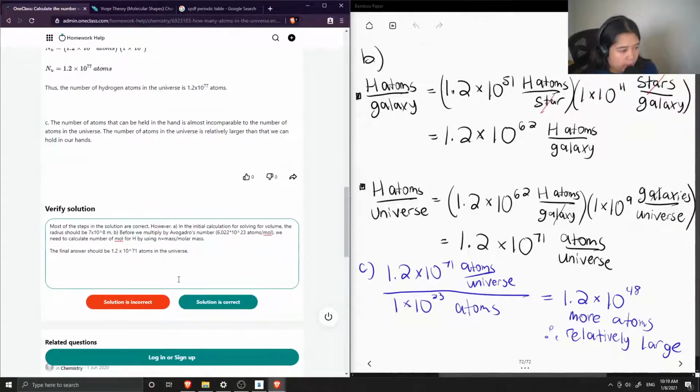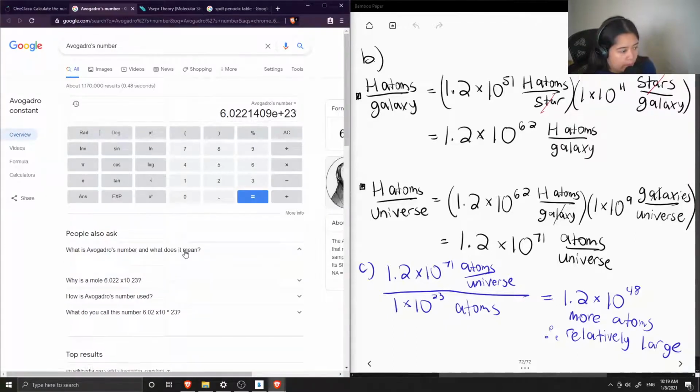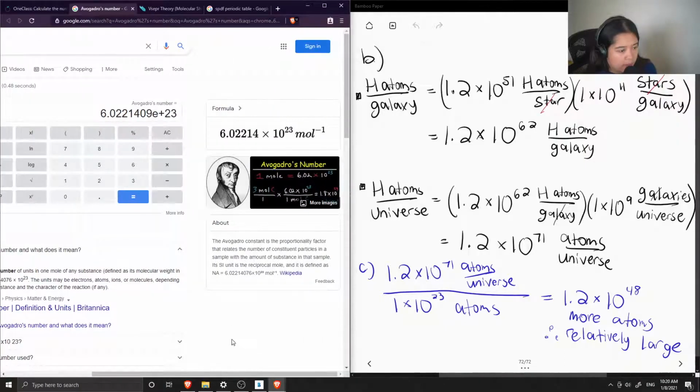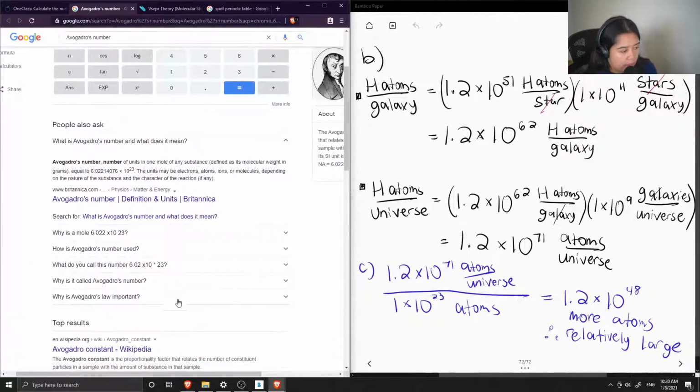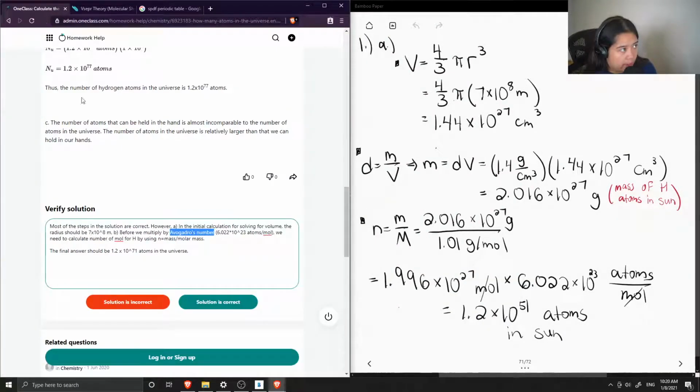Okay, so just some minor mistakes, but I think it's important to note that for Avogadro's number, the units are not grams per atoms, it's atoms per mole, sorry. So that's important to note as well. But yeah, I can see how it can get pretty confusing.